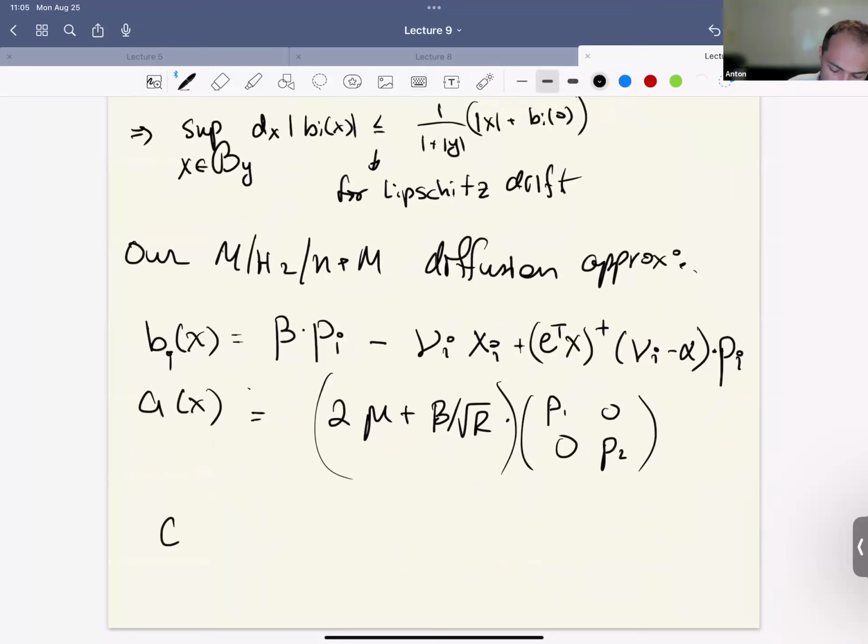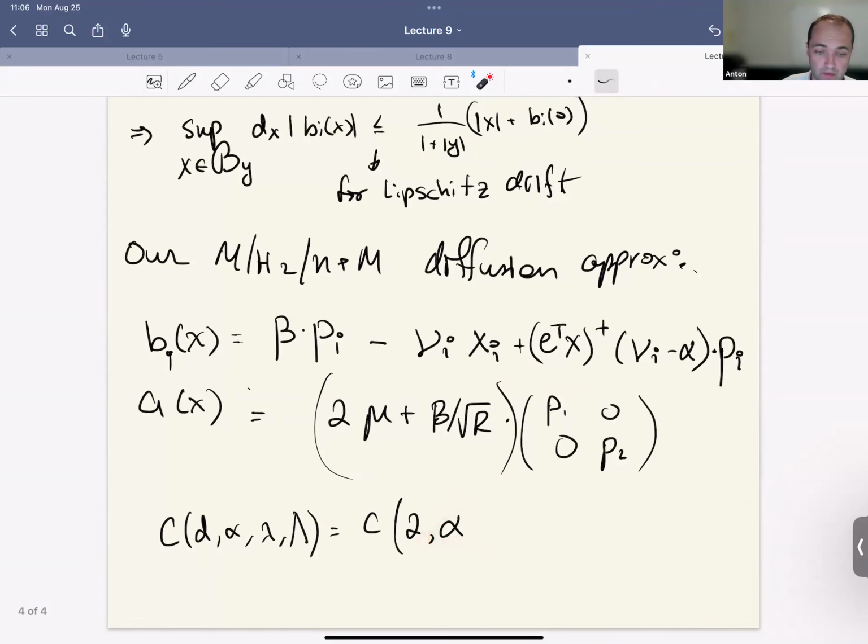So in other words, if I were to write C, D, alpha, lambda, capital lambda, this would be a constant which depends on the dimension. In this case, it's 2. The drift and diffusion coefficient are Lipschitz, so they are indeed C2 alpha, or they have finite or bounded alpha holder coefficients for any alpha less than 1.